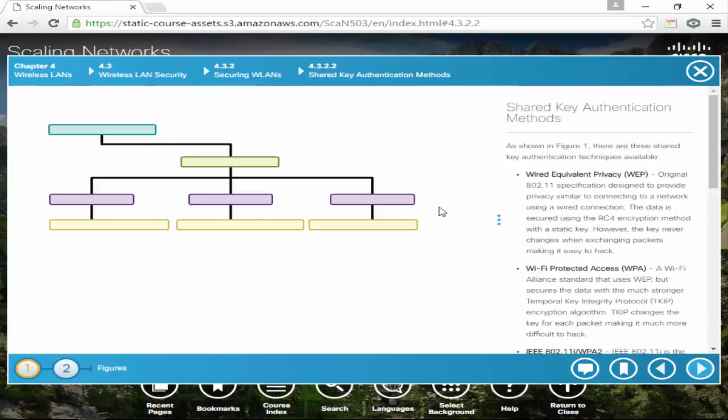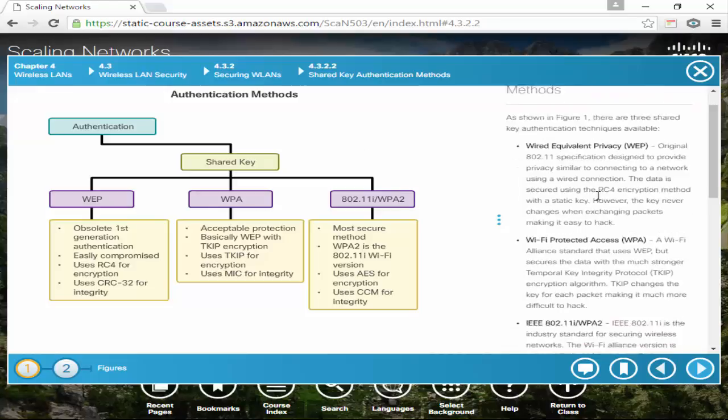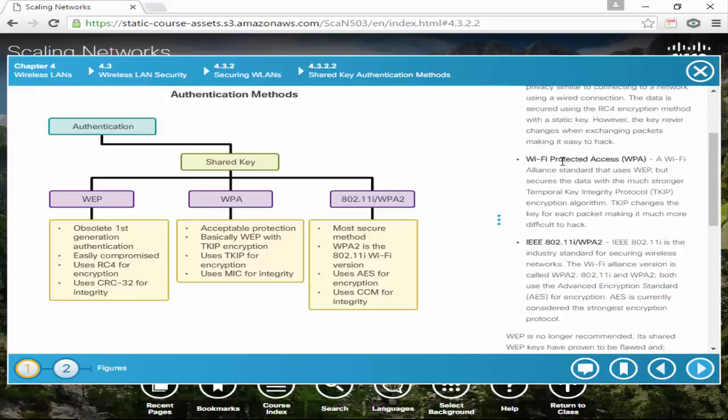So here's our shared key authentication. WEP, as I said, was original, obsolete, and sucks because one of the keys is not dynamic. It stays the same, and it makes it very easy to crack the encryption of your shared key password just through the traffic being sent.